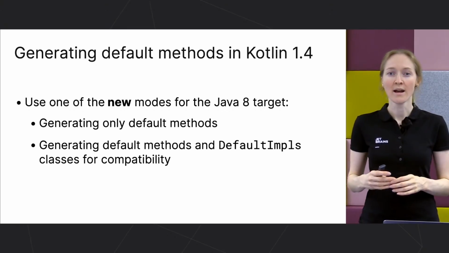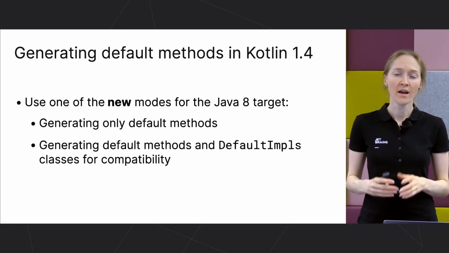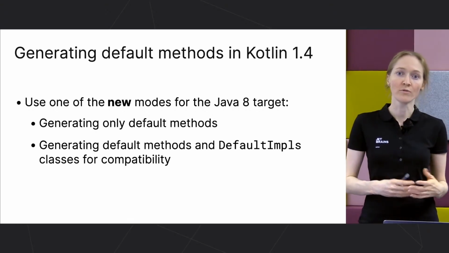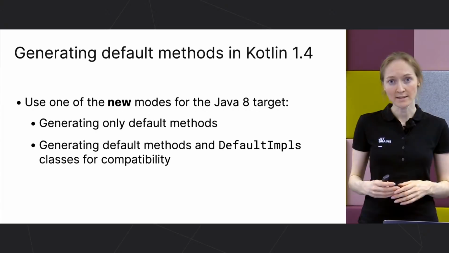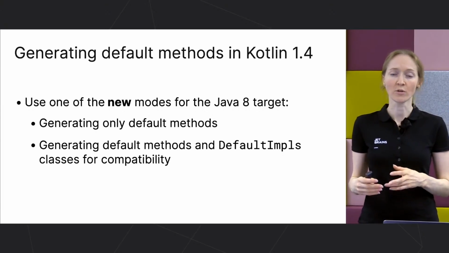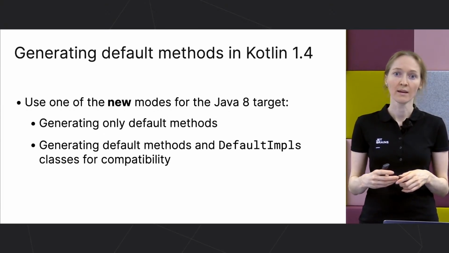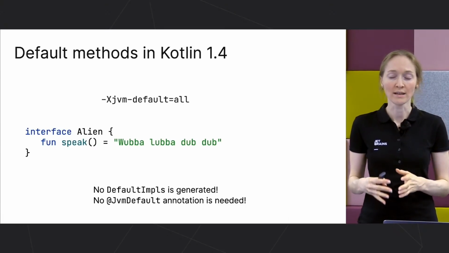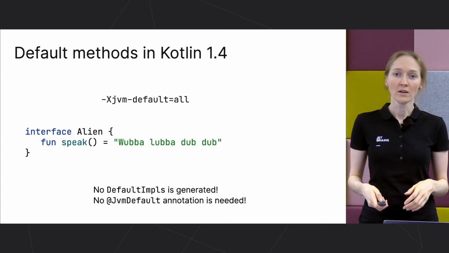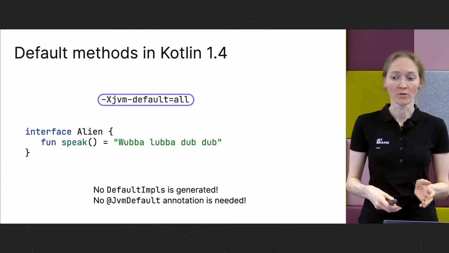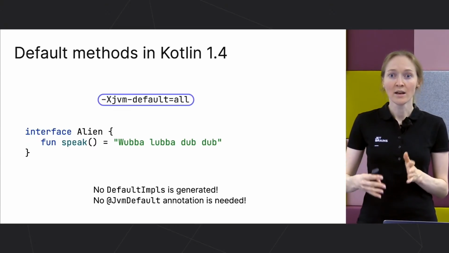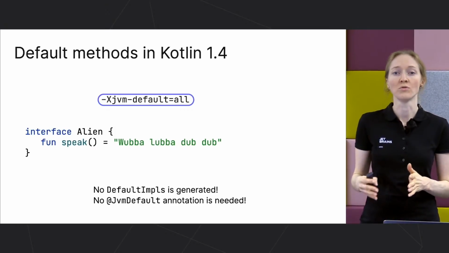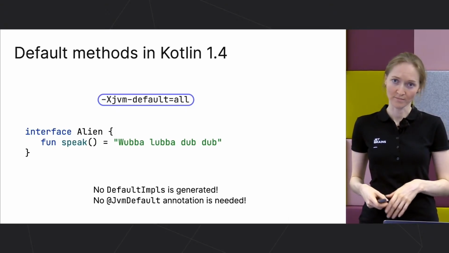The new modes are very similar to the previous ones. There is a mode for generating only default methods and another mode for generating both default methods and DefaultImpls classes for compatibility reasons. The only difference is that the JvmDefault annotation is no longer required. You can compile the code in -Xjvm-default=all mode, and then no DefaultImpls classes are generated under the hood, and you don't need to use the previous JvmDefault annotation.